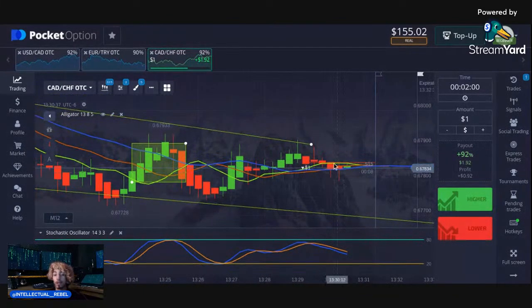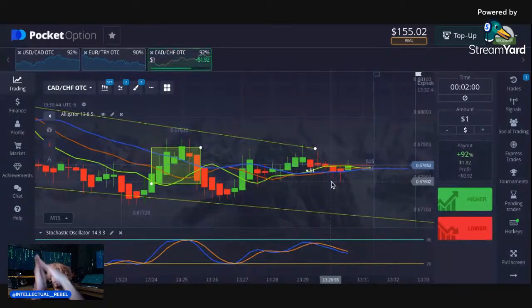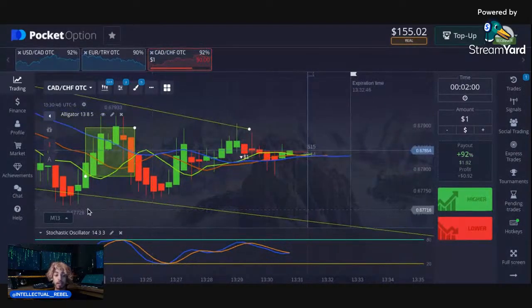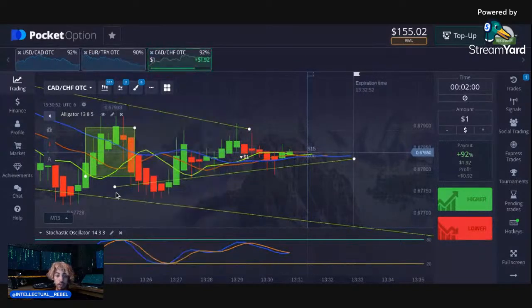It's just becoming a closing wedge, like a falling wedge. See how they kind of convert into a wedge? If I was to draw a trend line to this red right here, draw a trend line right here.